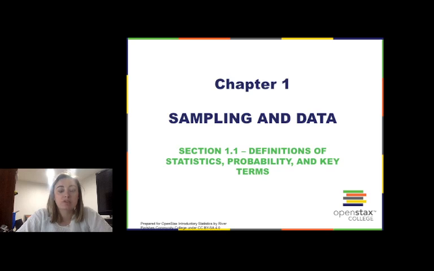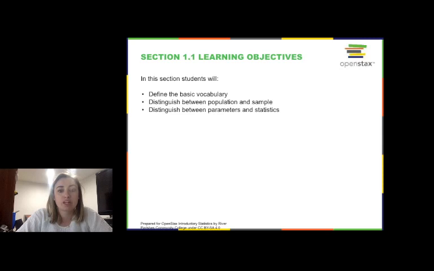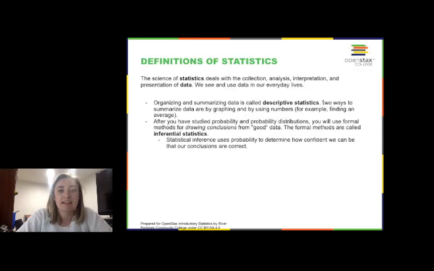All right, everyone. So the first part of this chapter just has a lot of vocabulary, so we're going to go through this pretty fast. We're going to start by talking about sampling and data.